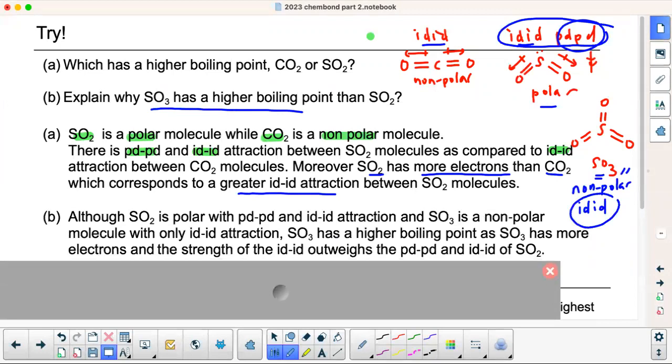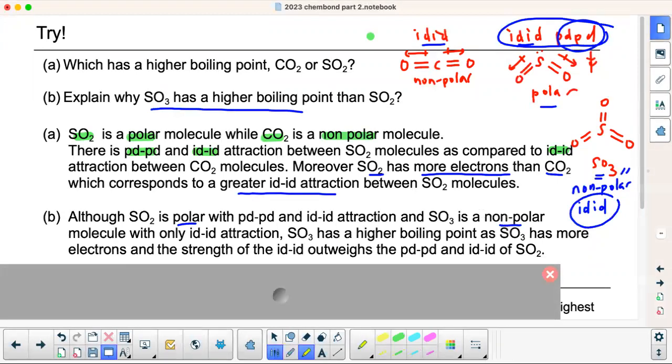So just say, although SO2 is polar and SO3 is non-polar, one is polar, one non-polar, the answer is here. SO3 has a higher boiling point. Why? Because SO3 has more electrons. So it's actually the last part here. SO3 has what? More electrons. So it has more electrons, and the strength of the ID outweighs the PD and ID of SO2.